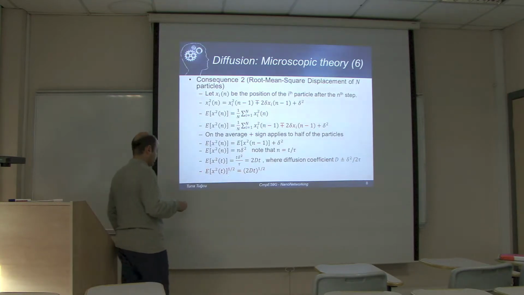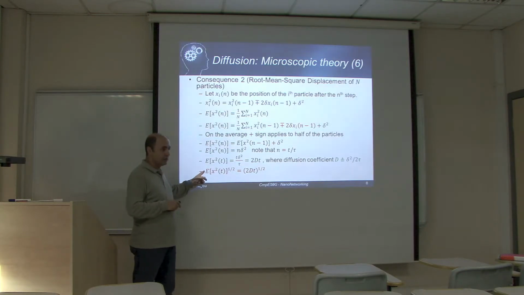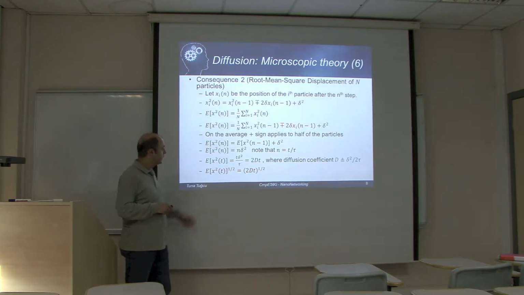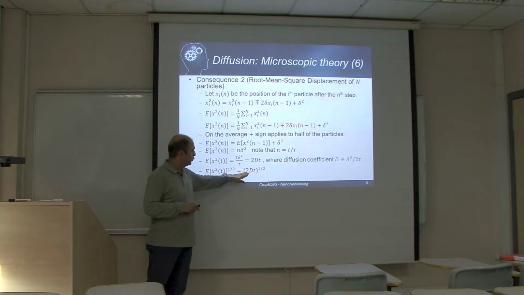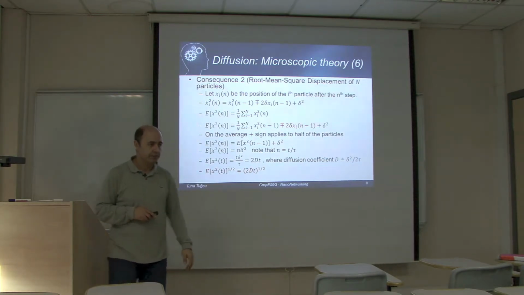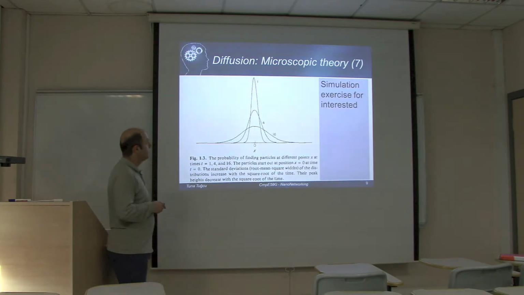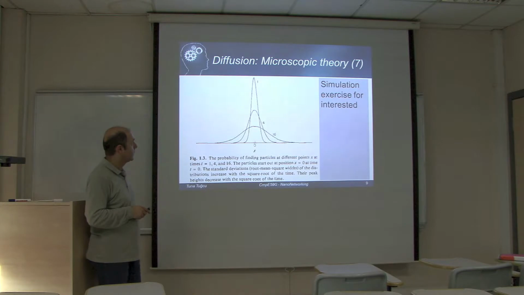So what you need to remember is the root mean square of x of t would be the square root of 2Dt. Remember that square root of 2Dt, we'll mention it later also.